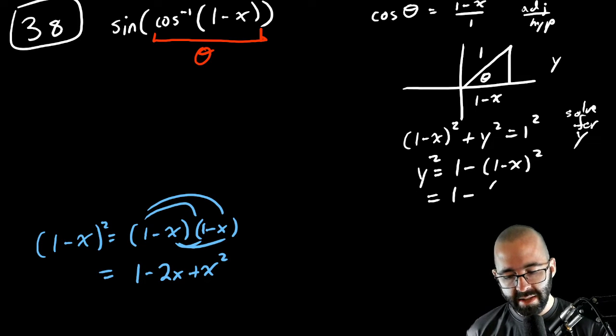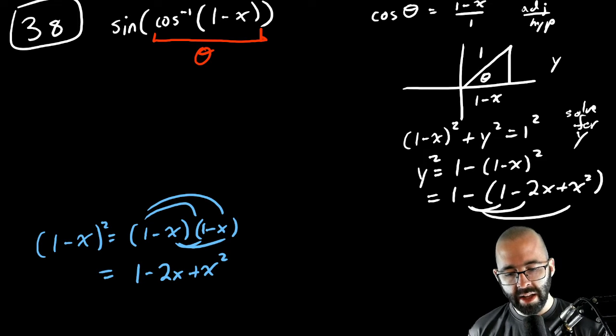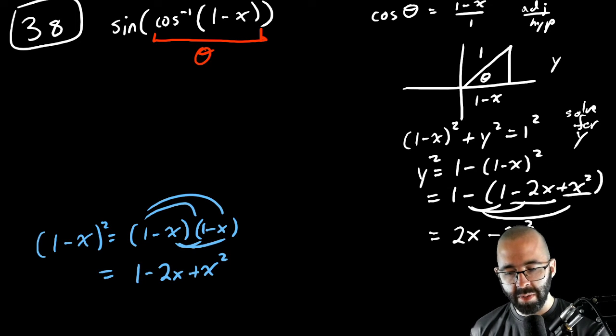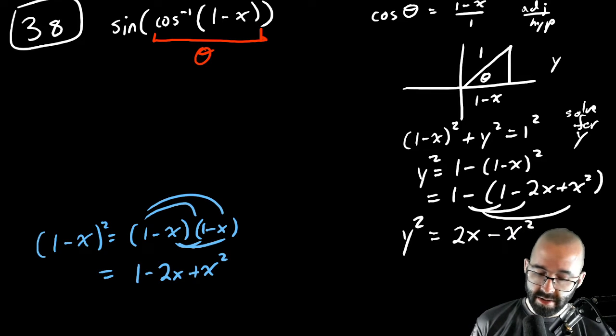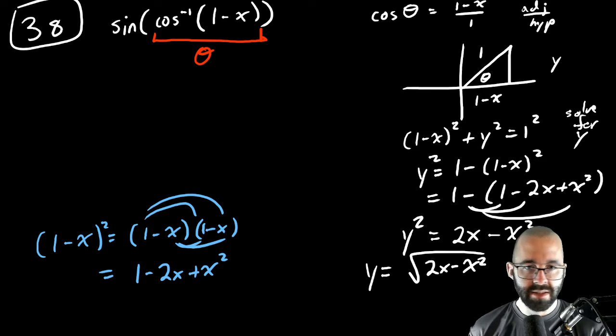We're going to get 1 minus what we just found. Make sure to distribute that negative. 1 minus 1 cancels. We're going to get 2x minus x squared. 2x becomes positive, x squared becomes negative. And remember, this is all equal to y squared. So y is going to be the square root of 2x minus x squared, and this can't be simplified at all.